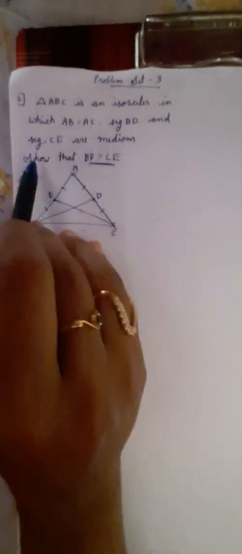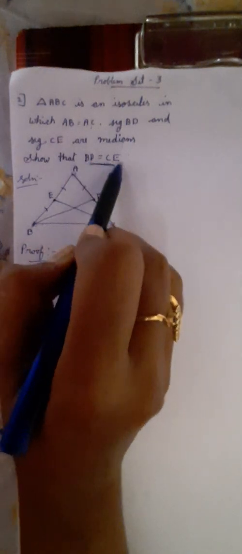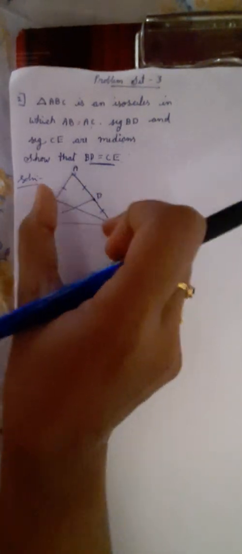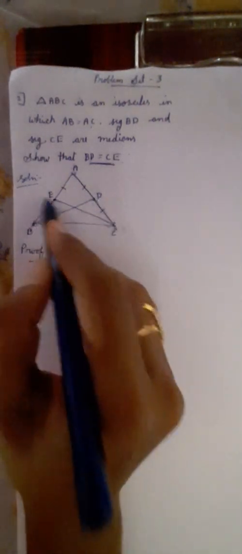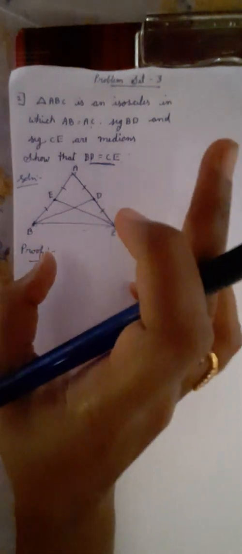Next, show that BD is equal to CE. Here we have to show the length of BD is equal to length of CE. These two measures are same. Medians are equal, that we have to prove. So medians are drawn on two equal sides. That's why the lengths of medians are also equal. This is the proof we have to do in this question. So how to start?